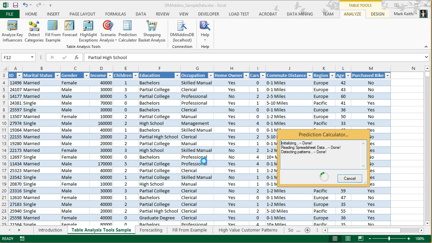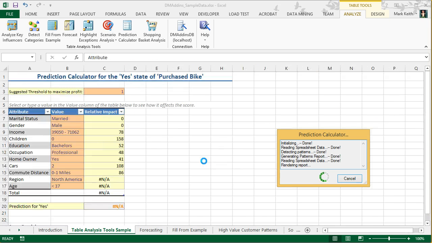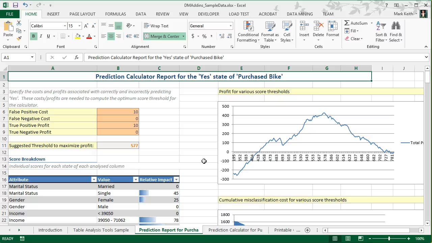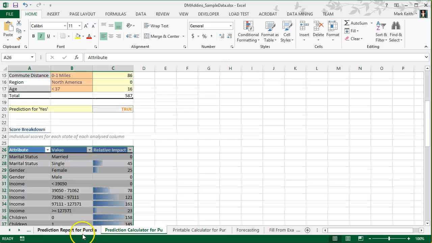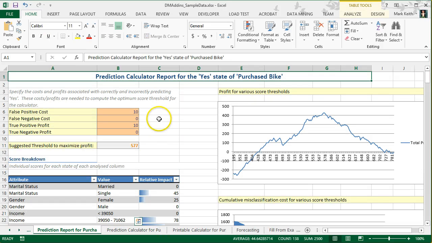So it's basically doing an analyze key influencers, but it's coming up with the actual scores for each column value pair, rather than simply a bar that tells you the relative impact of each column value pair. So actually three worksheets have been created for this analysis. This first one says, okay, we have costs of false positives, false negatives, true positives, and true negatives.